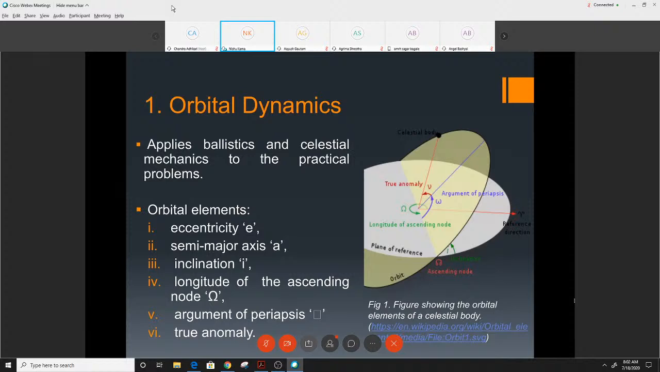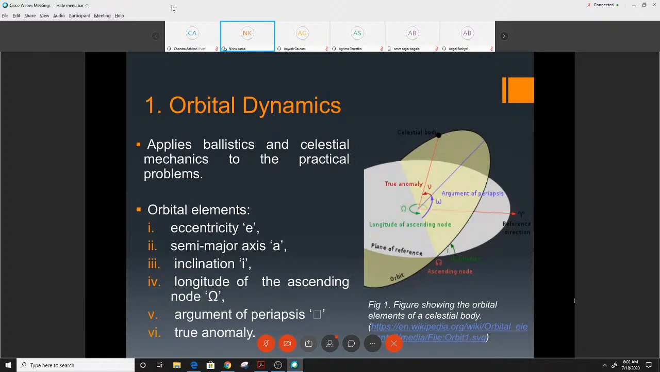Orbital dynamics is the application of ballistics and celestial mechanics to the practical problems concerning the motion of spacecraft. The six parameters shown on the screen are known as orbital elements, and they are very important in order to identify an orbit uniquely. We know about eccentricity, semi-major axis, and inclination, so I'm going to jump right to the longitude of the ascending node. This is the angle between the reference direction and the ascending node, which is the region where two planes, the plane of reference and the orbital plane, pass through each other.